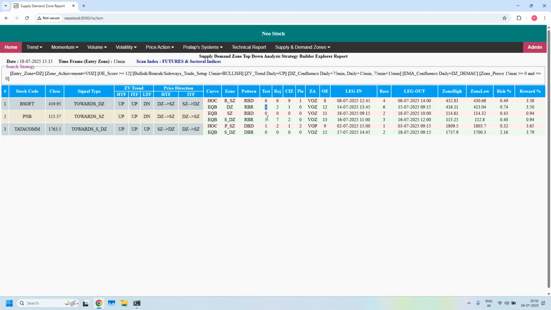This one is already tested twice, this one is tested 7 times. That means if our reports generated these in the earlier reports, you might have already got some trades. Okay, this is a bullish trade setup for daily income trade.